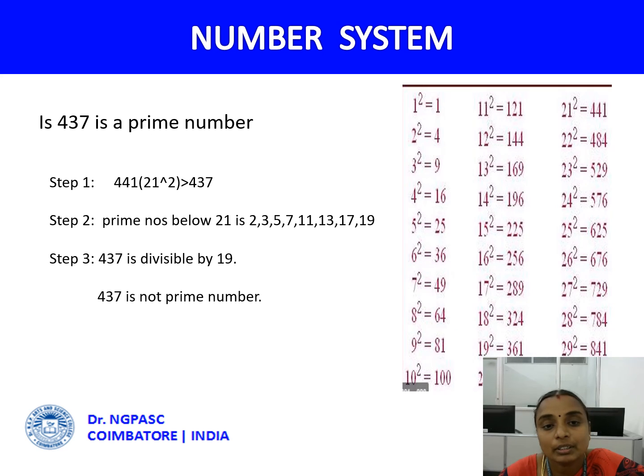Then coming to the next one, is 437 prime or not? For 437 we have 441, that is 21 square, which is greater than 437. The prime numbers below 21 are 2, 3, 5, 7, 11, 13, 17, 19. In step 3, 437 is divisible by 19. So we cannot say 437 is prime; we have to say 437 is not a prime number. So this is the way of testing prime numbers.